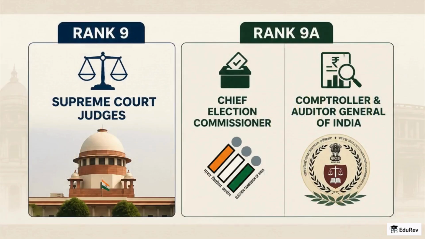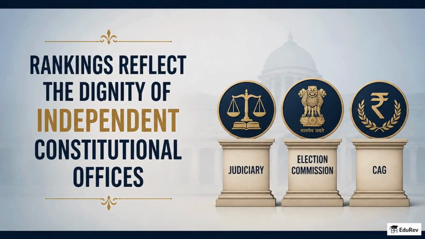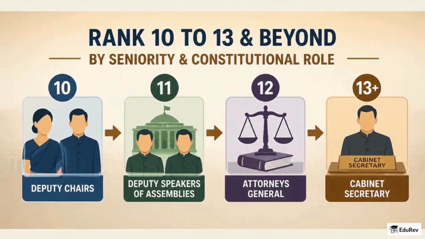Moving on, rank 9 includes judges of the Supreme Court, and rank 9A holds the Chief Election Commissioner and the Comptroller and Auditor General of India. These rankings reflect the dignity of independent constitutional offices rather than executive command. Rank 10 through rank 13 and beyond continue to list deputy chairs, deputies of assemblies, attorneys general, and the cabinet secretary, following a practical logic of seniority and constitutional role.